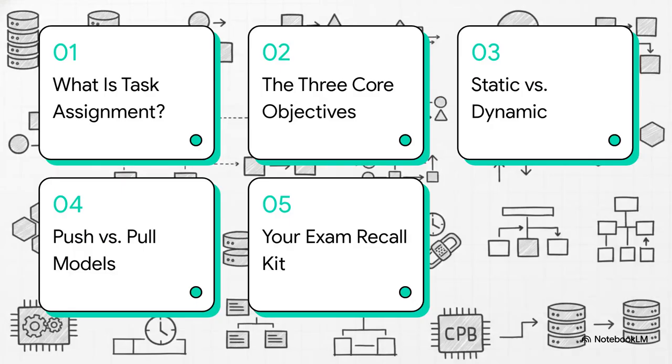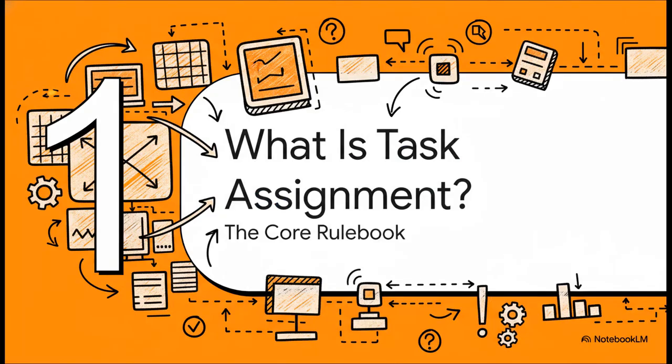So here's our game plan for today. We're going to start with the absolute must-know definition. Then we'll get into the three main goals you're always aiming for. After that, we'll look at the big strategic choices, static versus dynamic, and push versus pull. And to wrap it all up, we've got an exam recall kit that's going to make sure all of this is locked in tight. First things first, let's lay down the law.